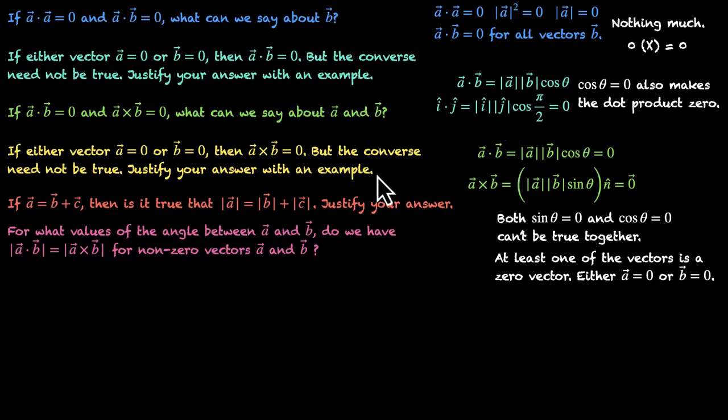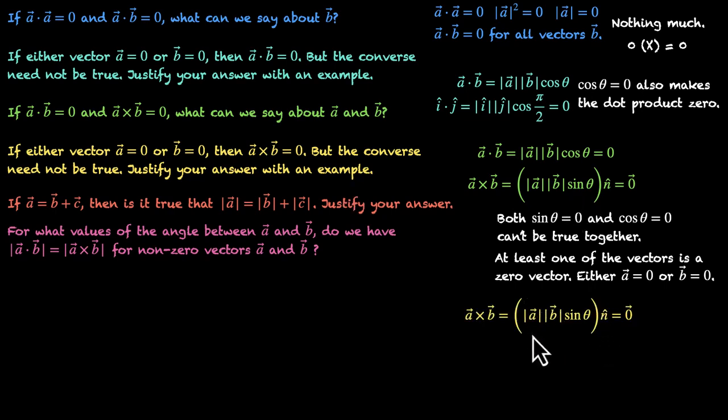Let's look at the next one. If either vector A equals 0 or B equals 0, then their cross product is equal to 0. And that makes sense. One of them could be 0 and the cross product becomes 0. But the converse need not be true. Justify our answer with an example. We have just seen this scenario.